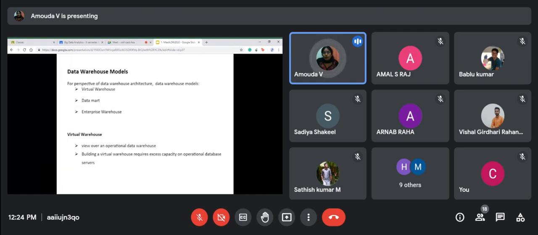We have data warehouse models also. Just as we had data models, we have data warehouse models. We have the virtual data warehouse, data mart, and enterprise data warehouse. Different models are available according to the requirement of a corporate or company, and you can choose the model. Data mart is a very simple, very small model. The enterprise model is only for the enterprise. Virtual data warehouse is also available.